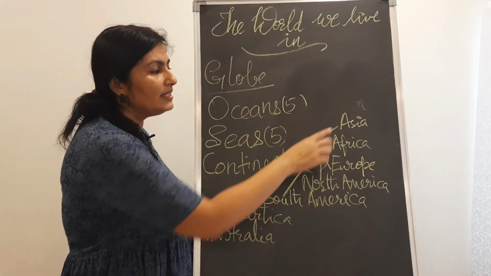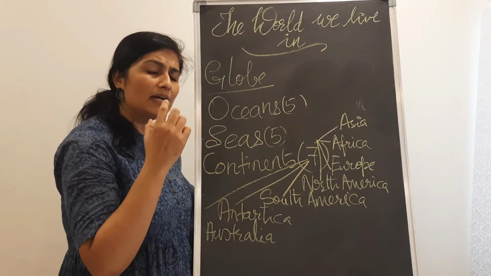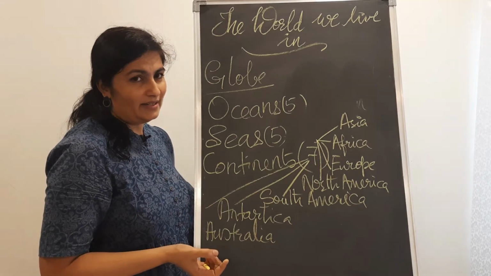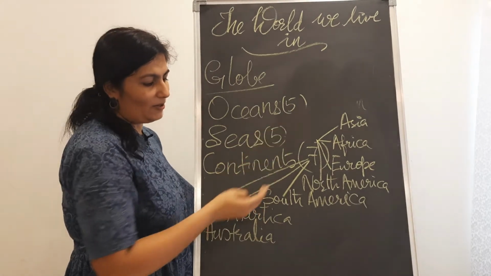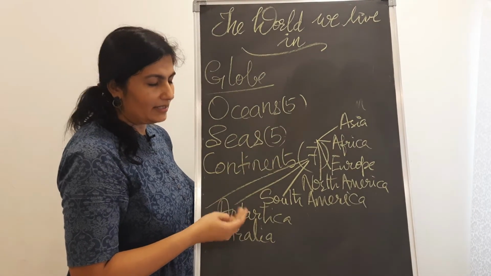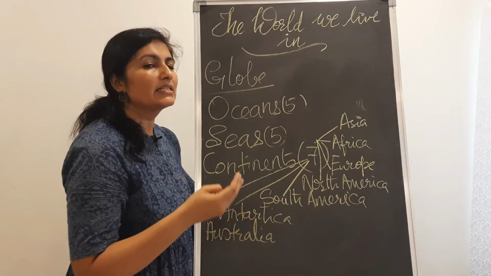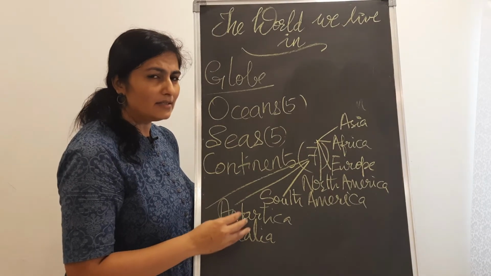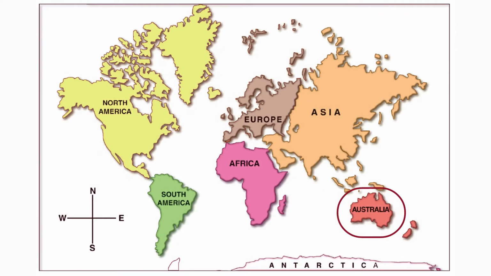Asia is the largest continent. It has the most amount of population and it has about 50 countries. Then Antarctica is the least populated, at the bottom, and it has the least population. And Australia is the smallest continent, and it is the most remote continent also, you can say. As you can see on the screen, it is far away from other continents.